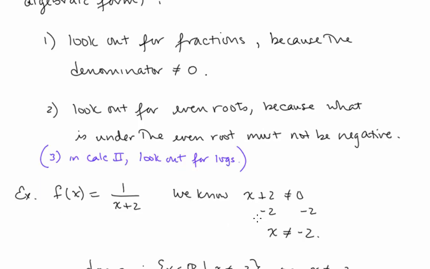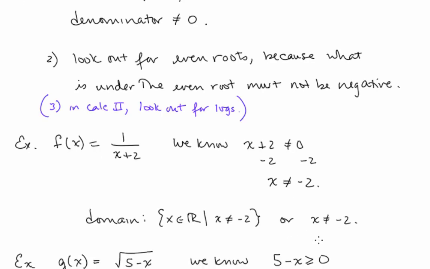So for example, f of x is equal to 1 over x plus 2. We know that x plus 2 cannot equal 0. So if we subtract 2 from both sides, that's saying x cannot equal negative 2. And so our domain is going to be the set of reals such that x is not equal to -2. And this is the more formal way to write it. And informally, we can just say x is not equal to -2.